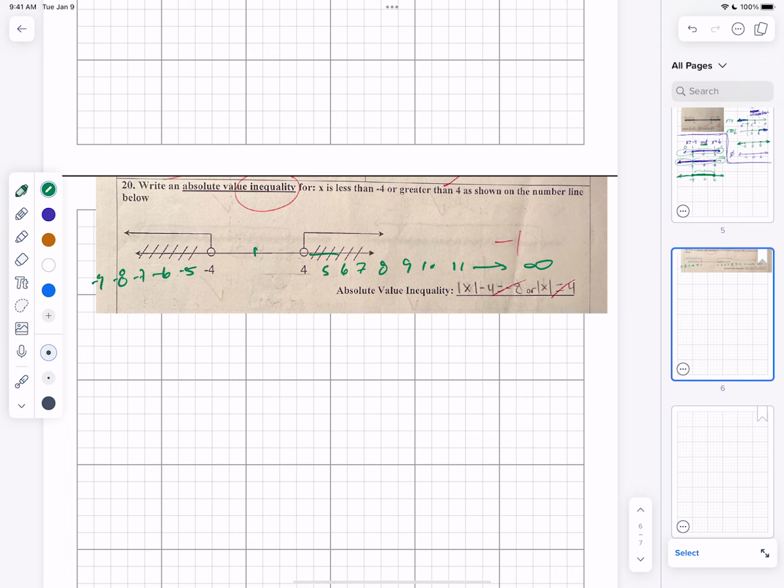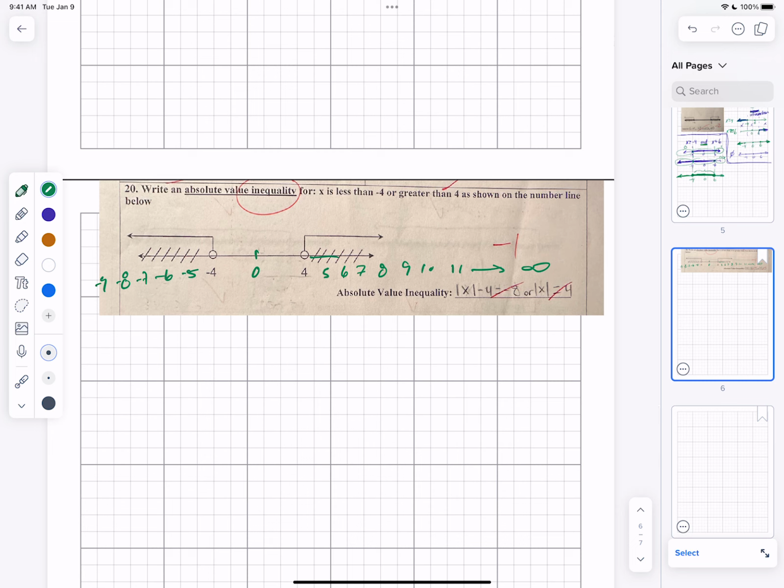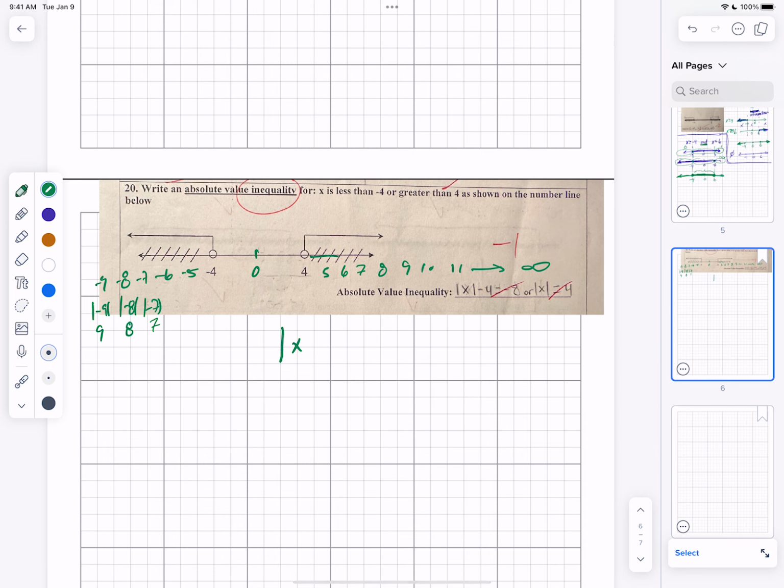So here, it's basically the absolute value. What's the absolute value of -9? The absolute value of -9 is 9. The absolute value of -8 is 8. Absolute value of -7 is 7. So we could just say the absolute value of x is greater than 4, right? Because this is x is greater than 4, and this is x is less than -4.